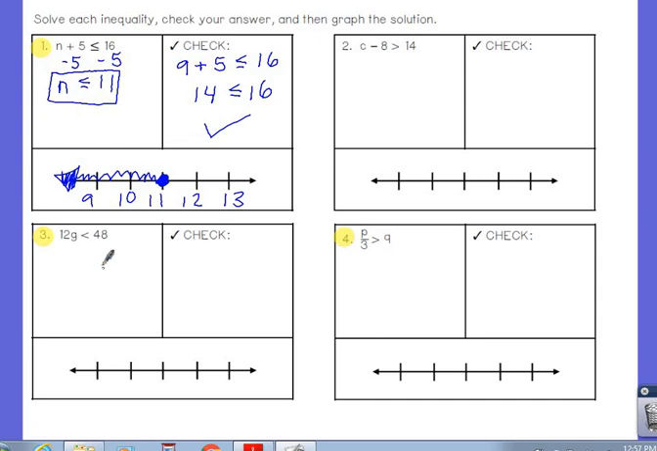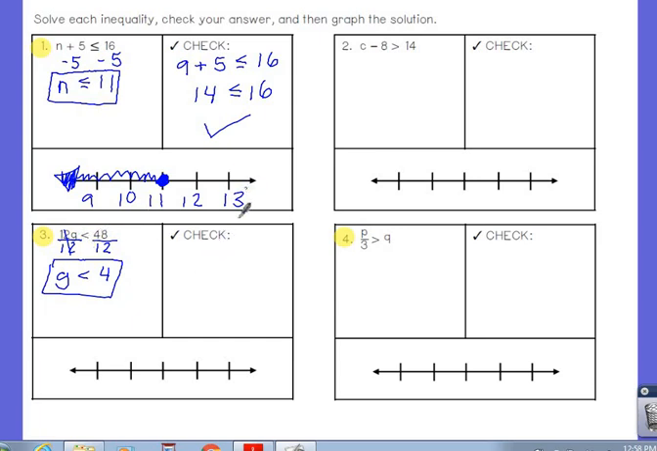Let's look at number 3. What operation is going on between 12 and G? Multiplication. Opposite of multiplication is? Division. Who am I dividing by? 12 gets kicked out. I get G less than 4. So any number that is less than 4 will make sense in this problem.